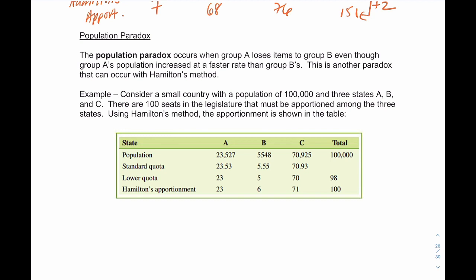Consider a small country with a population of 100,000 and 3 states, A, B, and C. There are 100 seats in the legislature that must be apportioned among the 3 states. Using Hamilton's method, we already have the apportionment shown in the table. Okay, so that's after doing all the work.